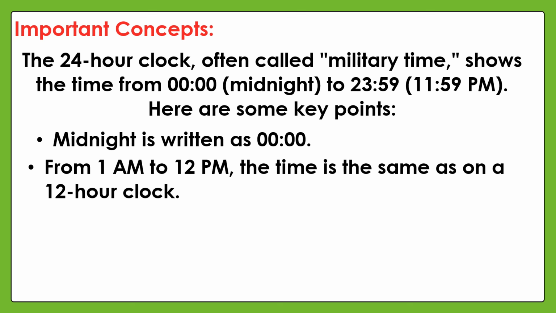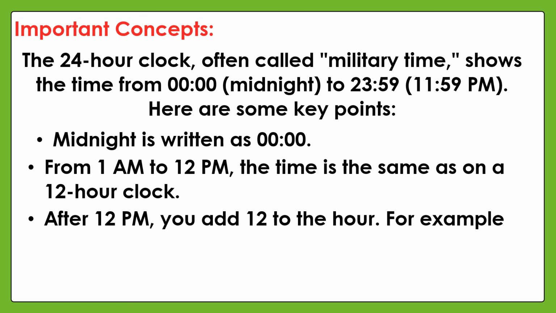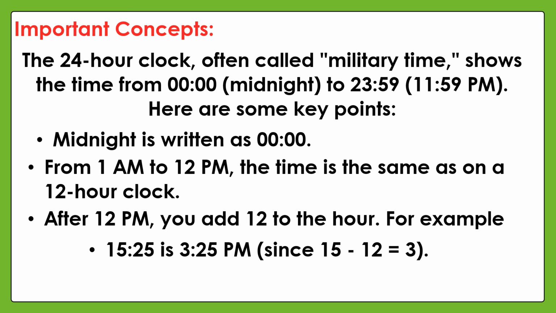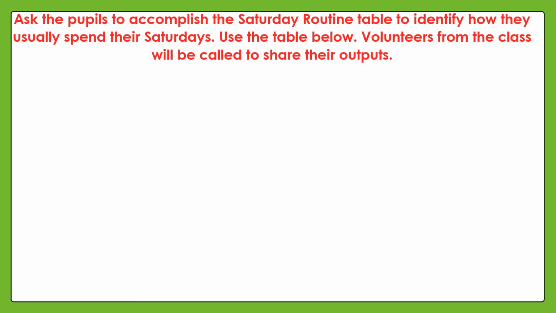From 1 a.m. to 12 p.m., the time is the same as on a 12-hour clock. After 12 p.m., you add 12 to the hour. For example, 15:00 is 3:00 p.m. since 15 minus 12 is equal to 3. 1800 hours is 6 o'clock p.m.